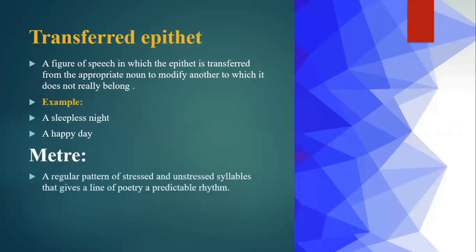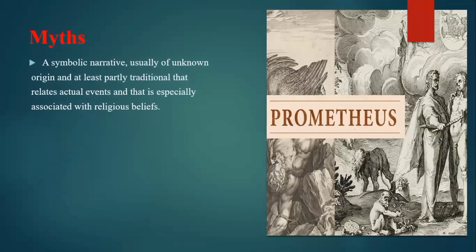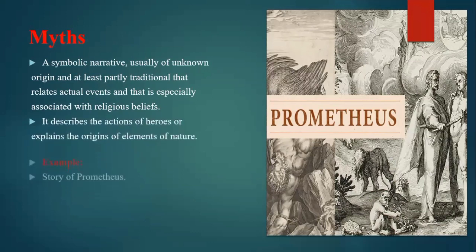It is a regular pattern of stressed and unstressed syllables that gives a line of poetry a predictable rhythm. Next, literary device is myth. It is a symbolic narrative, usually of unknown origin and at least partially traditional, that relates actual events and that is especially associated with religious beliefs. The best example of myth is a story of Prometheus. And myth also describes the actions of heroes or explains the origins of elements of nature.